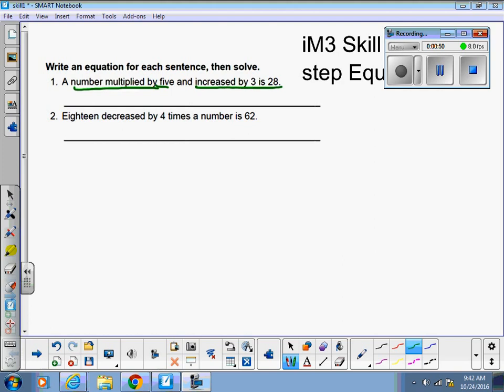So we know in math, whenever we do not know a number, we replace it with a variable. So this is going to be n times 5 and increase. So the word increase means to add, plus 3 is 28 and is equal. So now we are going to write this nice and neat. So instead of putting n times 5, we're just going to write 5n. So that's our n times 5 increased by 3, so we plus 3 equal 28.